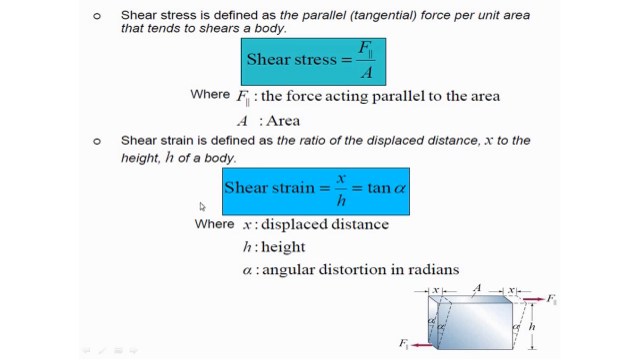Now here the shear strain is defined as the ratio of the displaced distance, x, to the height of the body, h. So shear strain is equal to x by h, which is equal to tan alpha. Alpha is the angle of deformation. So x is the displaced distance, h is the height, and alpha is the angular distortion in radians. Clear?